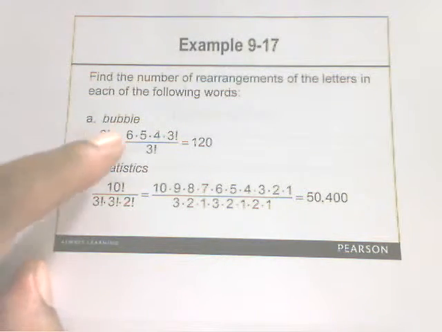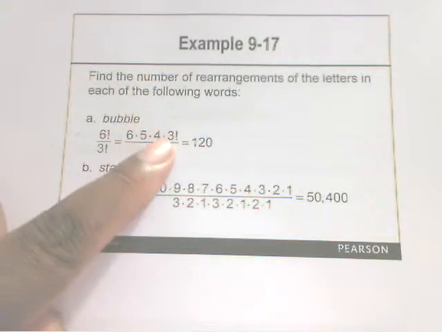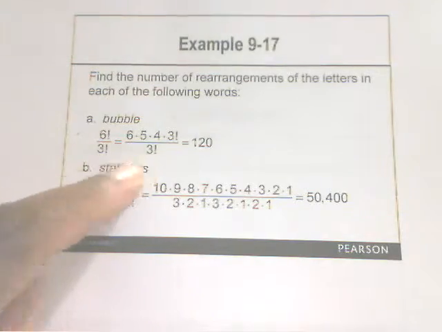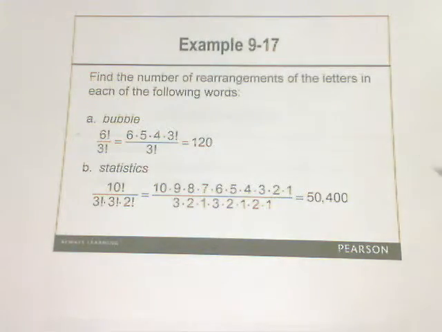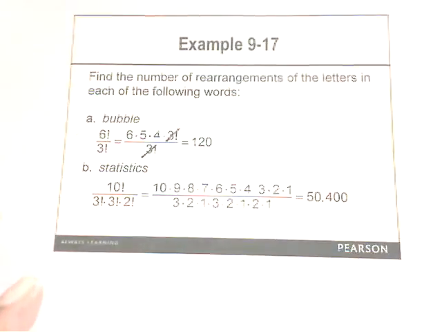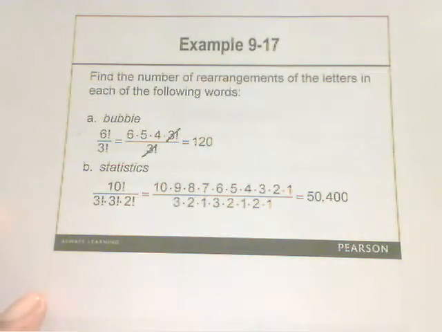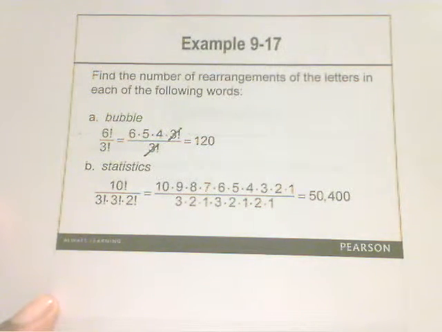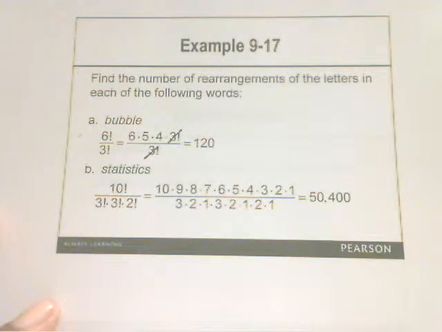6 factorial can be expanded as 6 times 5 times 4 times 3 factorial, which we'll stop there because already in the denominator we have 3 factorial. So that means the 3 factorials can be divided out completely. Now you're just left with 6 times 5 times 4, which is 120. So there are 120 rearrangements of the letters in the word bubble.